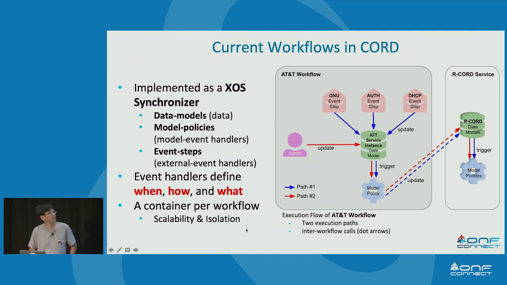For example, when a DHCP event comes, the DHCP event step checks the data model to see whether the ONU device is properly authenticated, and then it updates the data model to move the state of the workflow. This triggers the model policy, and the model policy updates the CORD data models to propagate the changes. For example, the ONU device is assigned an IP address as a result of DHCP.